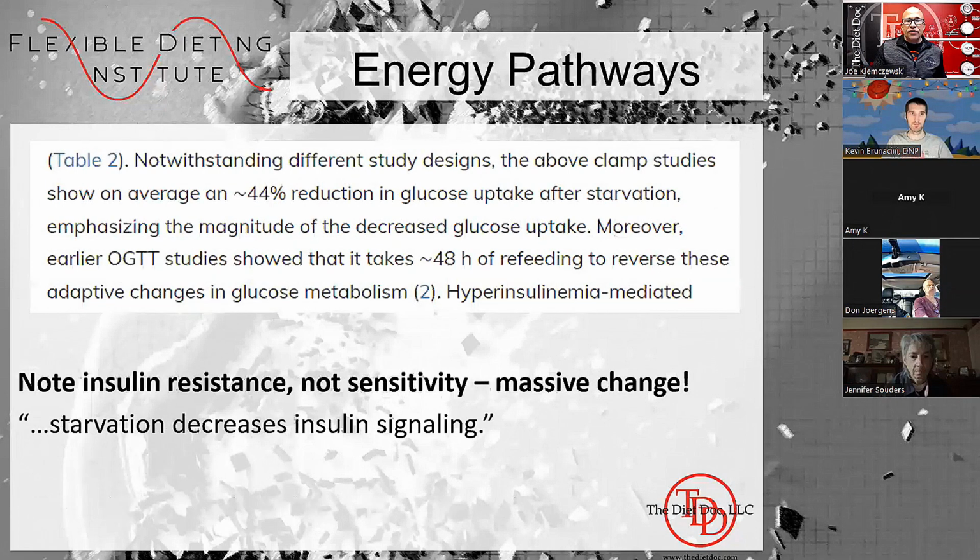So notwithstanding different study designs, the above clamp studies show an average of 44% reduction in glucose uptake after starvation, emphasizing the magnitude of the decreased glucose uptake. Moreover, particular studies showed that it takes 48 hours of refeeding to reverse these adaptive changes in glucose metabolism. So this is almost the whole ball game. This is a really important part of this review.